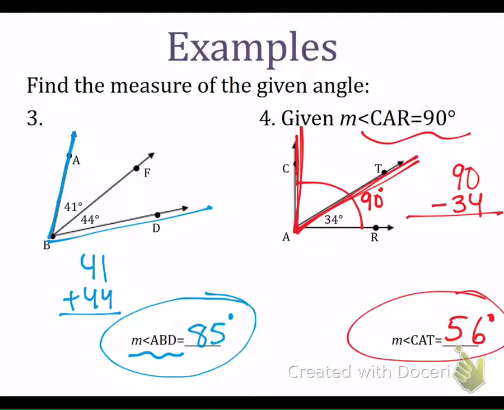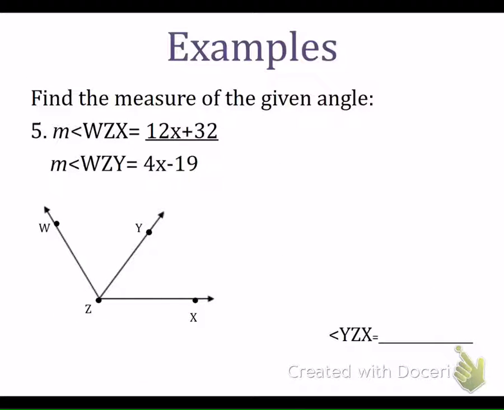What are your questions? How did you know that the first one was 34? So it's right in the diagram, and then the 90 degrees was in the directions. Sometimes it's a mix of directions and diagrams. So the directions on number 5 say find the measure of the given angle. So we are looking for YZX.